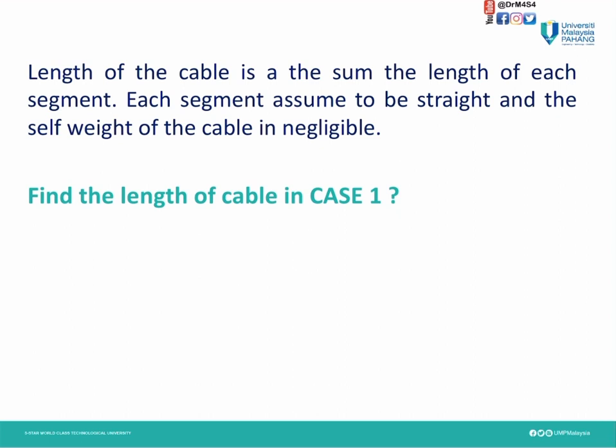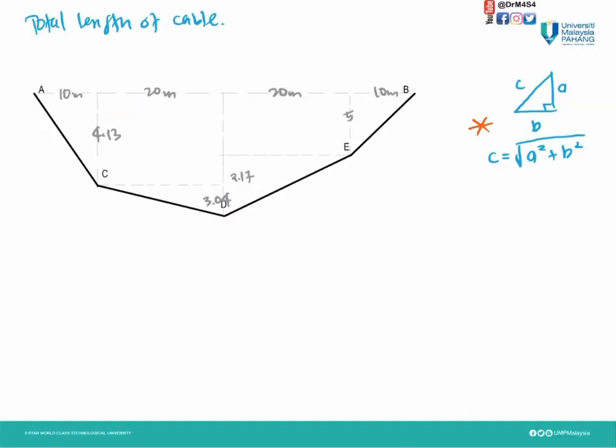Then how about the length of cable? So we have to assume each segment to be straight and the self weight of the cable is negligible, so we can find the length of cable. So this is how the whole segments look like. We know all the distances already, so we can use trigonometry. Please remember this formula. We know A, B and C, then we can get our C. So for this case, we have this triangle, this triangle, this triangle and this triangle. Therefore, we are able to calculate length of this cable.